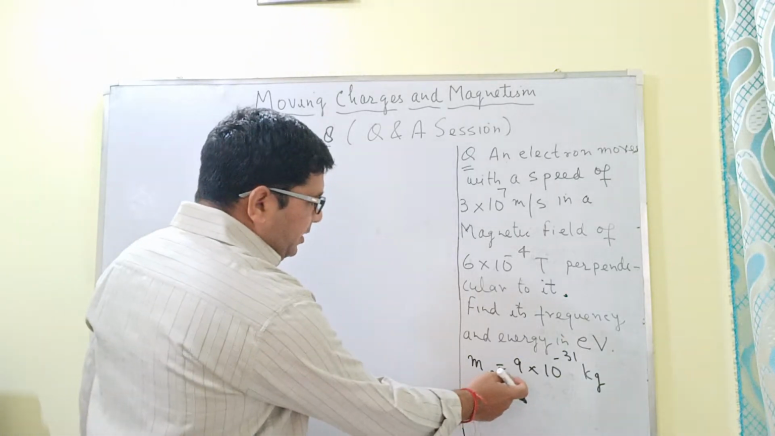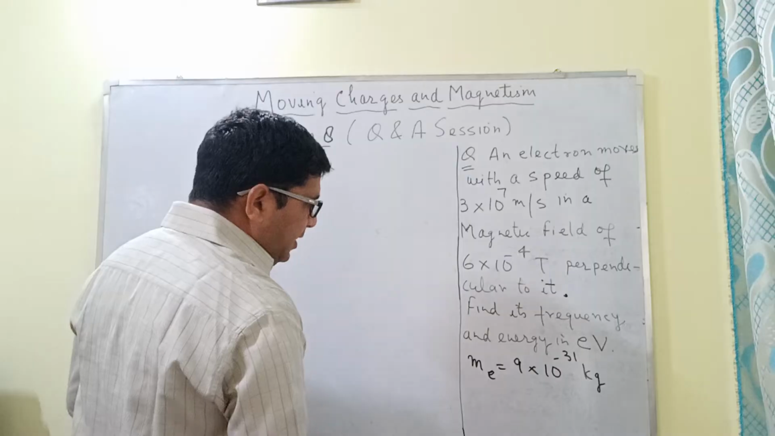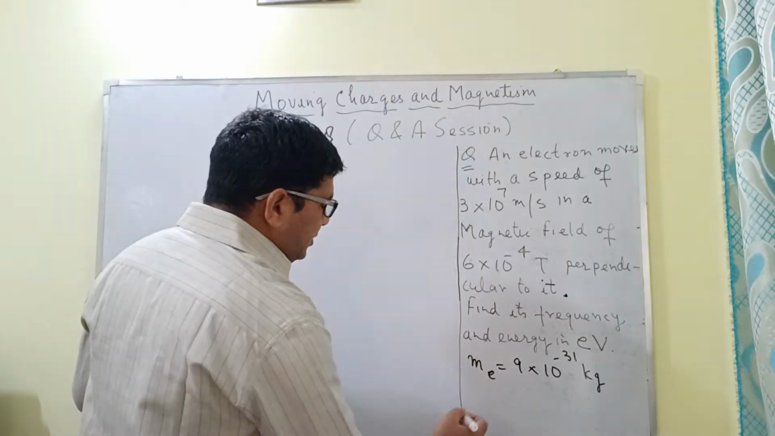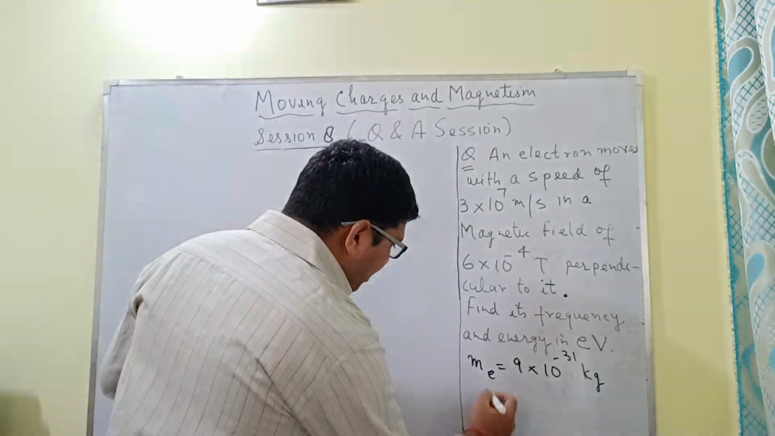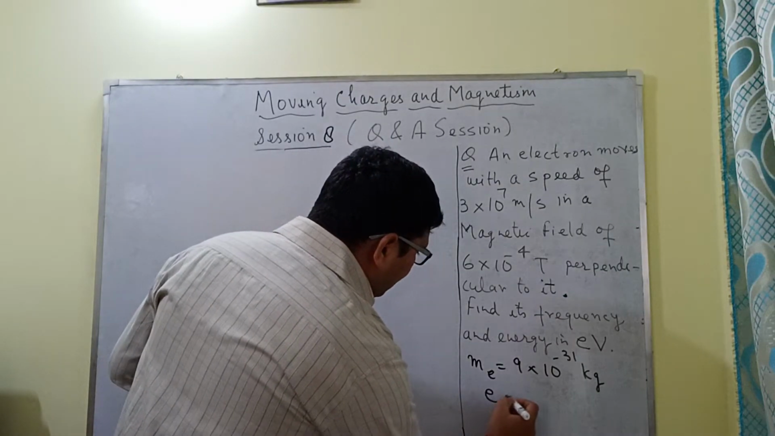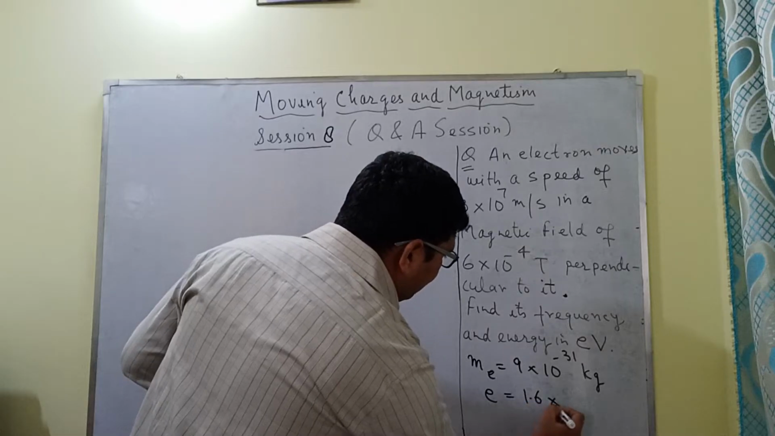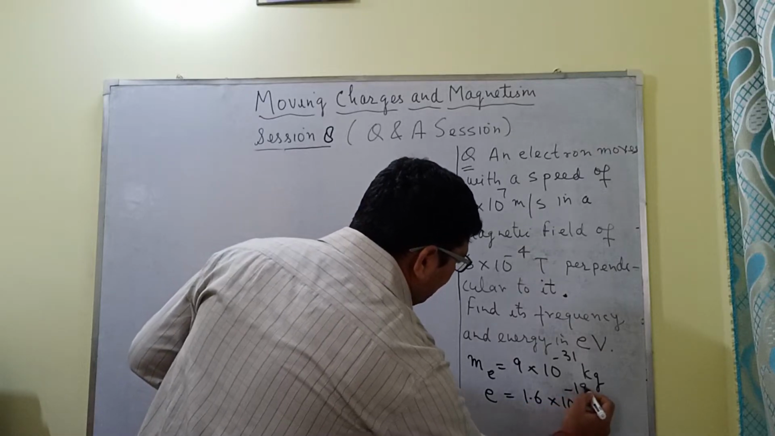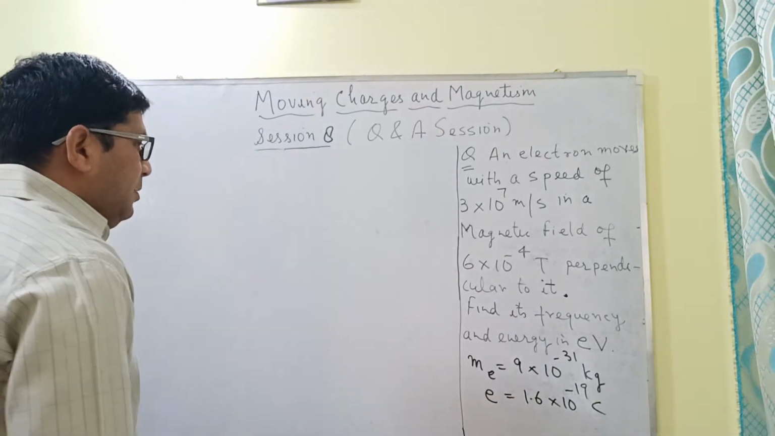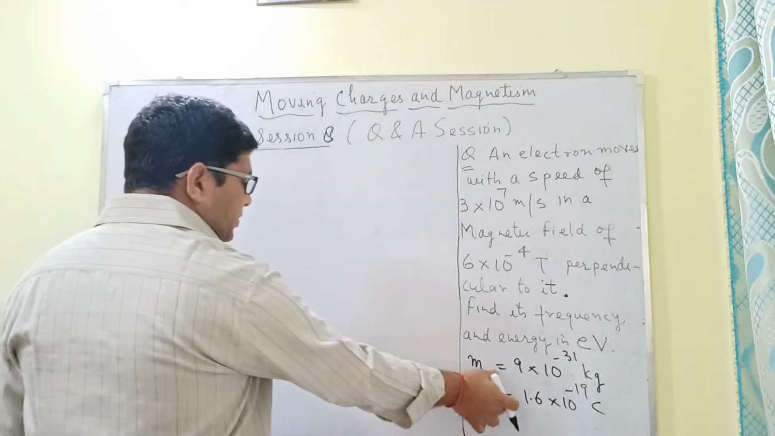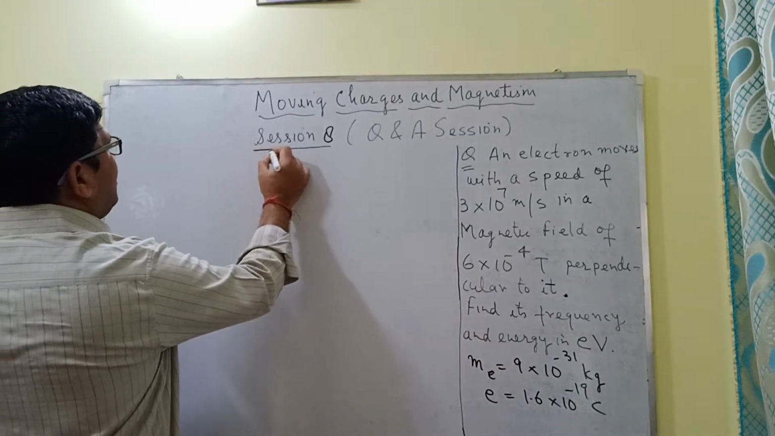The mass of the electron is given as 9 into 10 to the power minus 31 kg, and the charge on the electron, let us say e, is equal to 1.6 into 10 to the power minus 19 coulomb. So these are the two things which have been given in this question. And so now let's start doing this question.